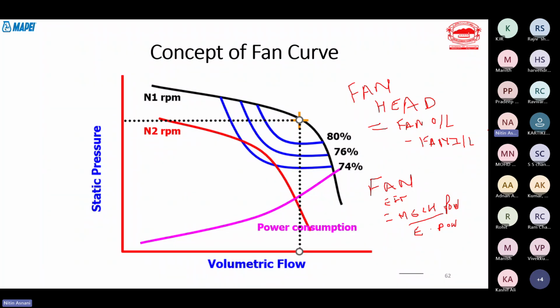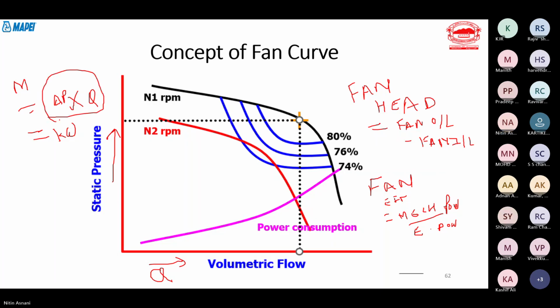Now, when you want to understand this concept of the fan curve, as someone has already explained, the mechanical power is related to the fan head. Fan head I say is delta P. Okay, this is my delta P on my y-axis, and this is the flow, which I can say is Q. So delta P into Q equals my mechanical power, which is shown in kilowatts. Now, can anyone tell me the application of mechanical power?